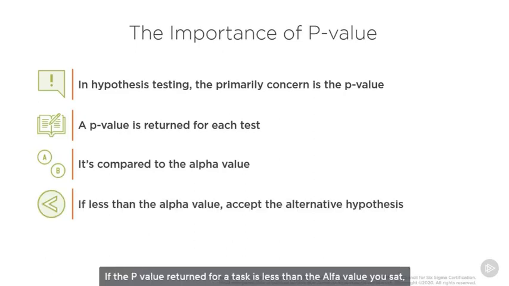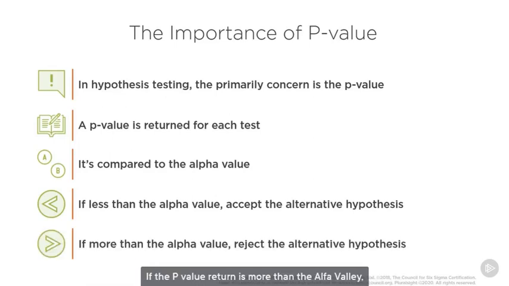If the p-value returned for a test is less than the alpha value you set, then you reject the null hypothesis and accept the alternative hypothesis. If the p-value returned is more than the alpha value you set, then you fail to reject the null hypothesis and you do reject the alternative hypothesis.